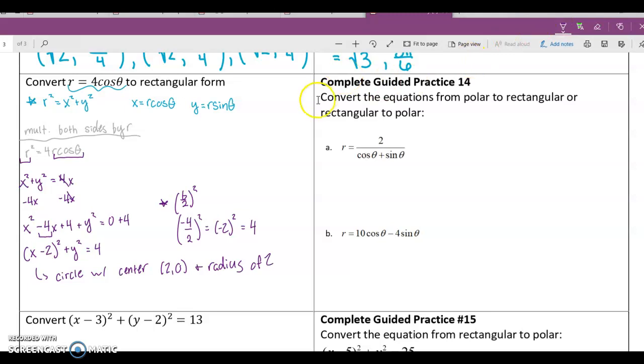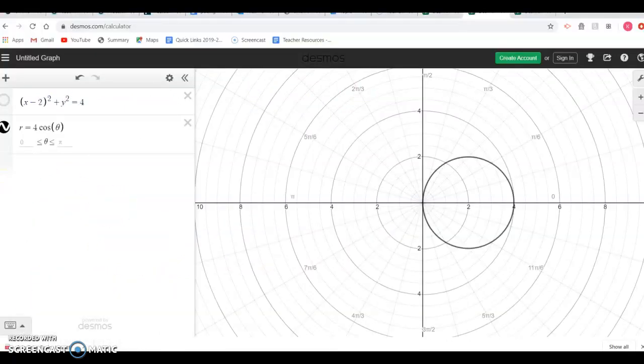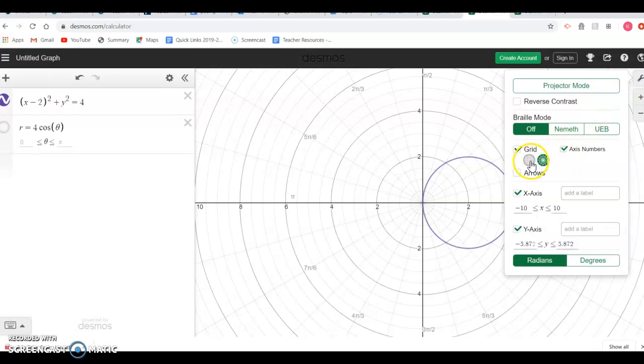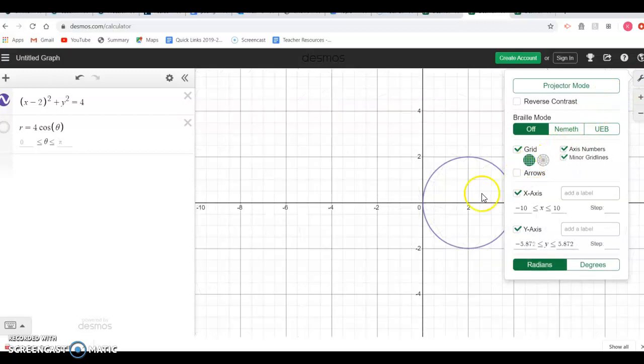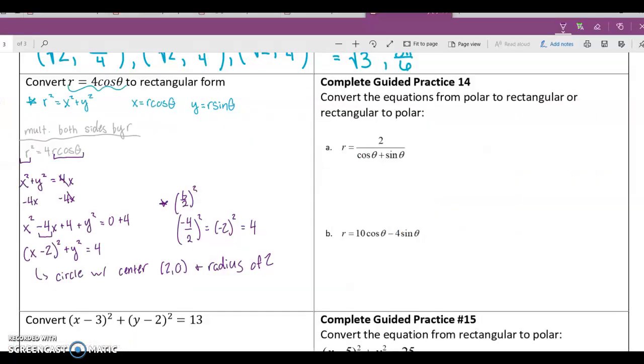So if you go back with me to our graph on Desmos, we get rid of this, we enter this here, and then I'm just going to switch the grid so that we're Cartesian. Boom, we have a center of this circle at (2, 0) and a radius of 2. So those equations represent the same graph.